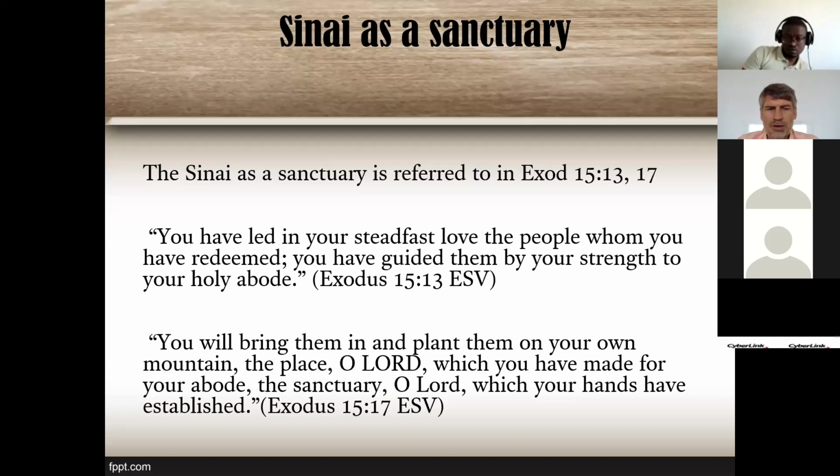And even more clearly, it is seen in verse 17. "You will bring them in and plant them on your own mountain, the place, O Lord, which you have made for your abode, the sanctuary, O Lord, which your hands have established." So according to this text, it is clear that God is bringing people to his sanctuary. And his sanctuary at this moment is the Mount of Sinai. So it is clear that Mount Sinai is presented here as a sanctuary.